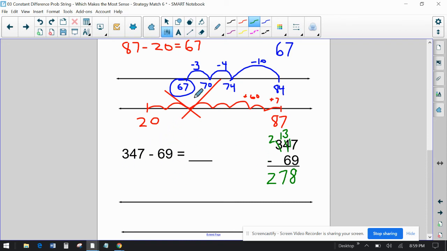This time I'm not even going to do the count back, the 347 counting back to 69. I'm not even going to do this on the number line. I'm just going to do constant difference. First things first, I want this number to be changed to a friendly number. So my first thing I'm going to do is 69. It's right on the brink of being 70. So I'm going to add 1 to this side, and I'm going to add 1 to this side. So now we're talking 348 minus 70.